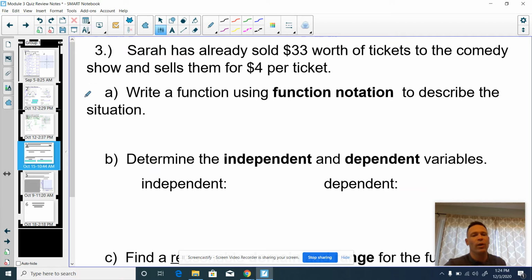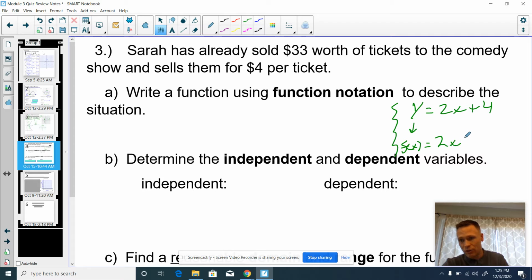Okay. Next question. Sarah has already sold $33 worth of tickets to the comedy show and sells them for $4 per ticket. So write a function using function notation to describe this situation. So remember, if I have a regular equation that's y is equal to like 2x plus 4, and I want to write that in function notation, all I'm doing is replacing that y with f of x. That's it. And that just means the function is now evaluated at some value x.